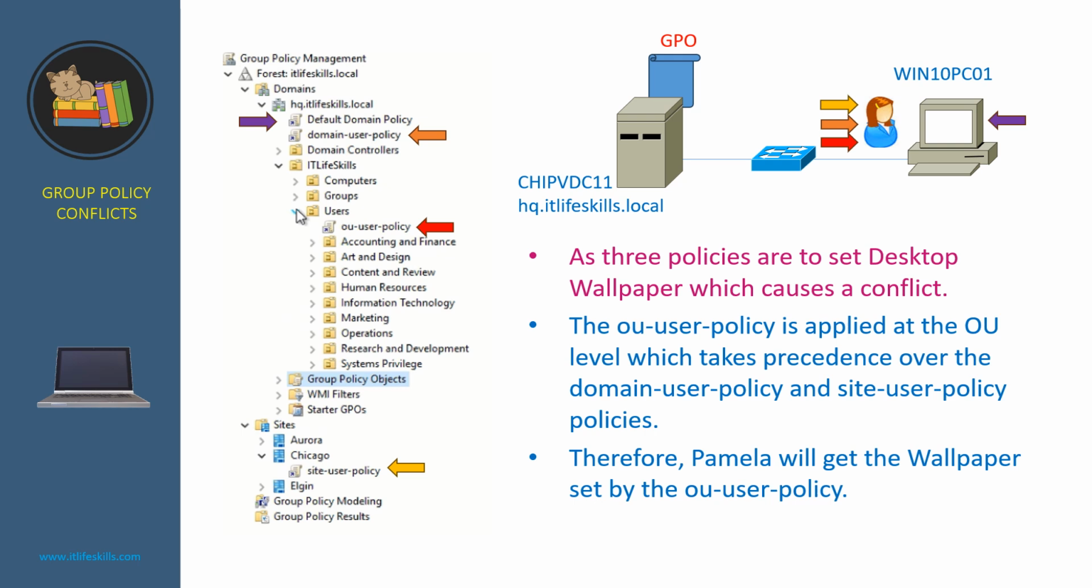These three policies set the desktop wallpaper, which causes a conflict. As we know, the OU user policy is linked to the users OU, which takes precedence over the domain user policy, which is linked to the domain, and the site user policy, which is linked to the Chicago site. Therefore, Pamela will get the wallpaper set by the OU user policy.